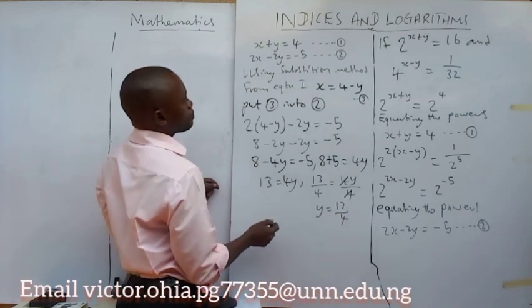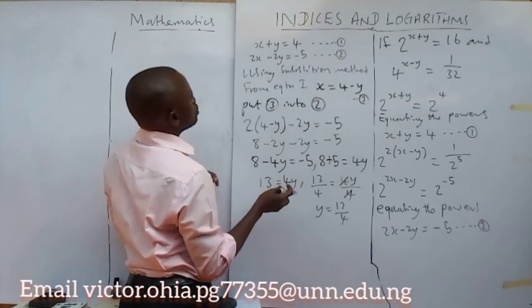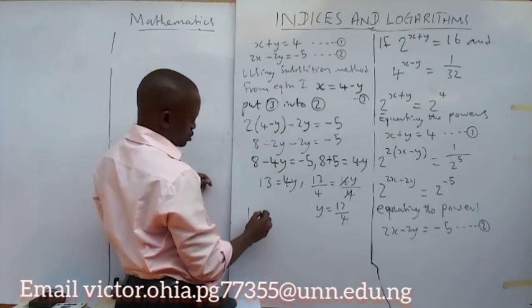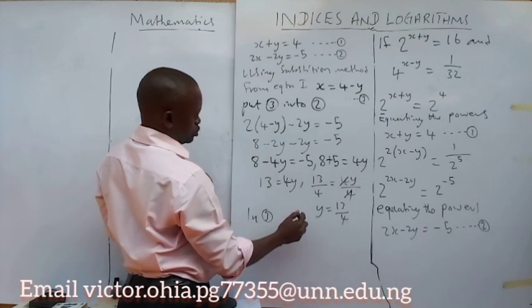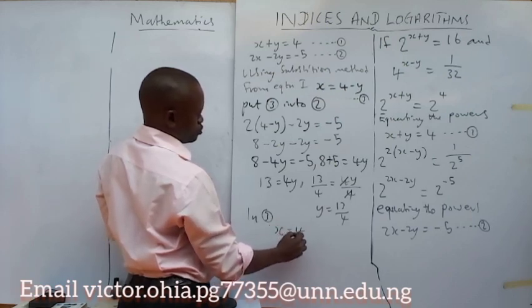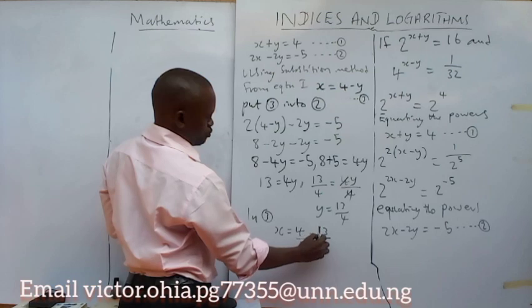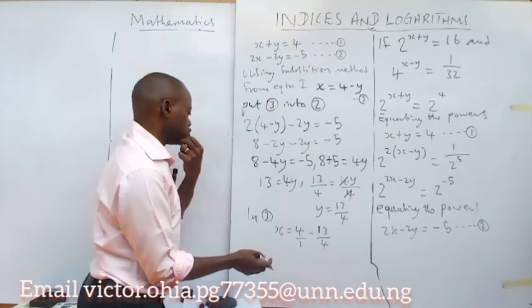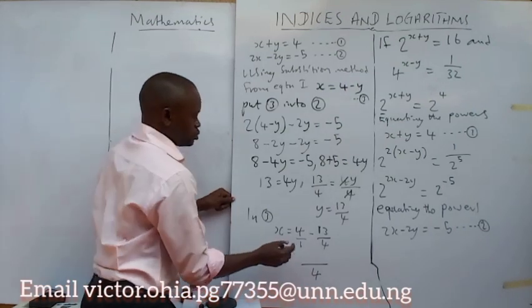So I can now put y, I can put y equals to 13 over 4 in equation 3. So if you go to equation 3, in 3, y is this 13 over 4. So if I go there, I'm going to have x will become 4 over 1 minus y, and your y is 13 over 4. So since the LCM, of course, this is now simplification of fractions. So the LCM here is 4.